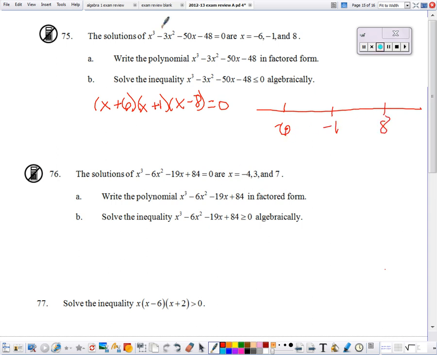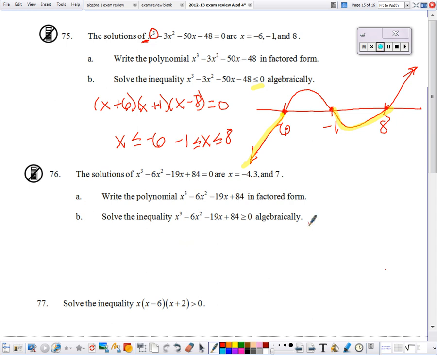And thinking about my end behavior, it's an odd degree with a positive leading coefficient. So it opens that way and this way, and has to go through all 3 zeros. The only physical way to do that is in that pattern. And less than or equal to 0 is below. So that is every x less than or equal to -6, and every x between 8 and -1.